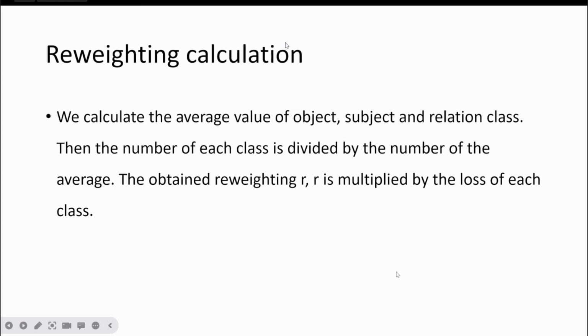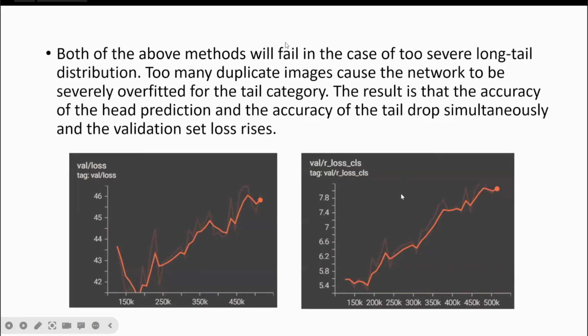We calculate the average value of the object, subject, and relation classes. Then the number of each class is divided by the average to obtain the reweighting R. R is multiplied by the logit of each class. You can see in the two images in my training data the training loss.